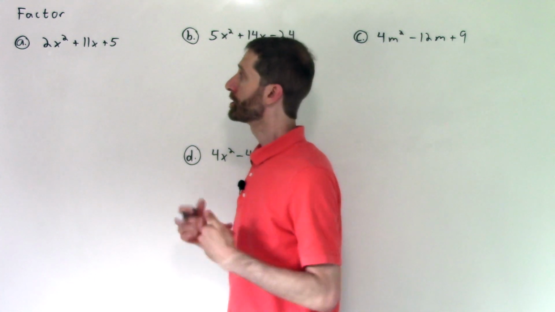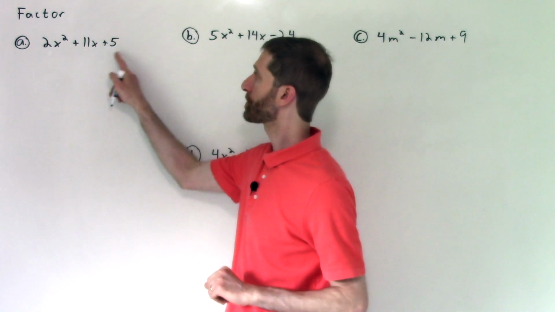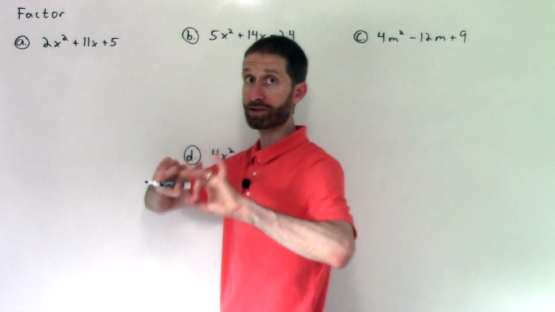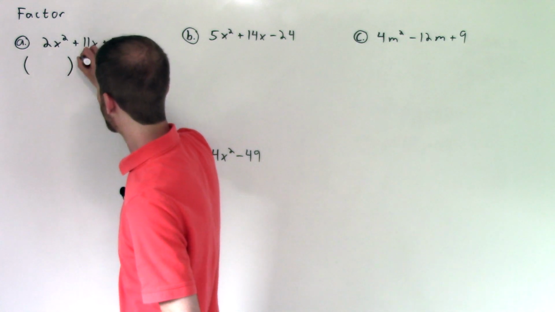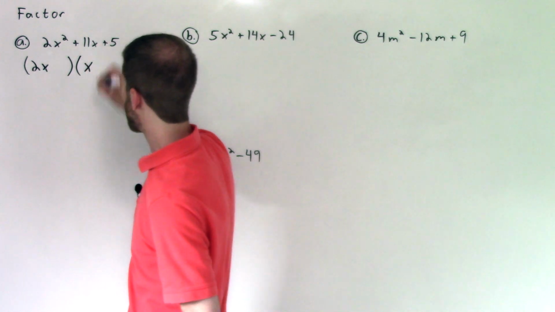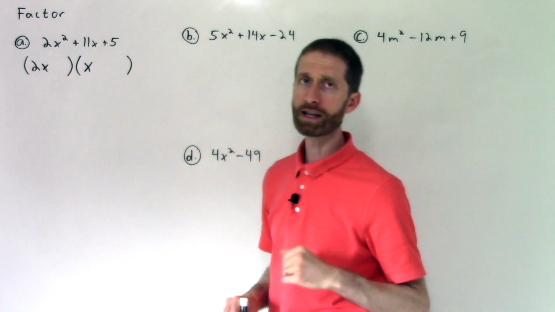If you remember, to do this, we do organize, guess, and check. We cannot use the technique of what multiplies to 5 that adds to 11 when we have a leading coefficient that isn't 1. So that's out of the picture. So we're going to start out with our two parentheses, and of course have your eraser handy. We'll have 2x and x. And I'm going to go through a lengthier process with A than I will with B, C, and D.